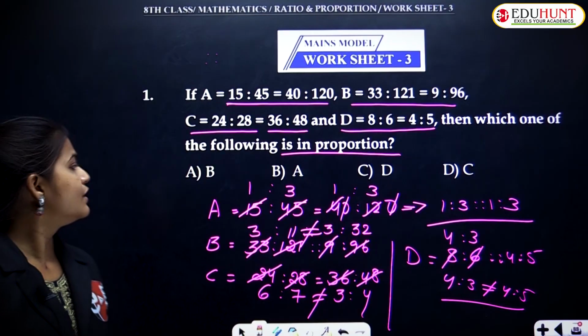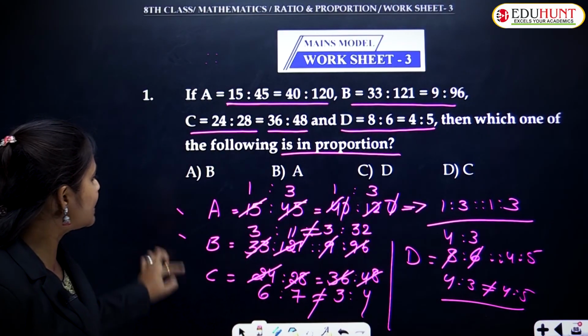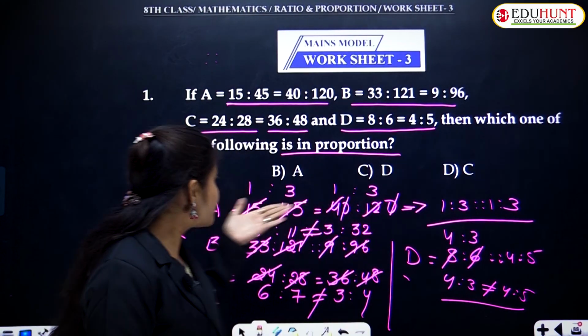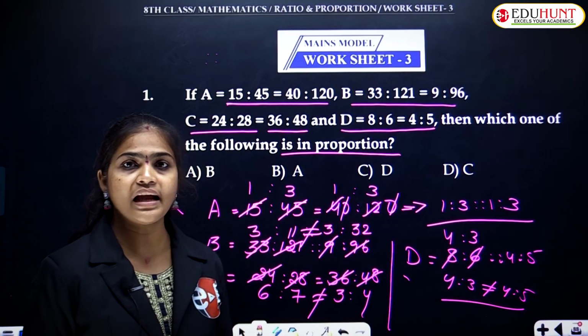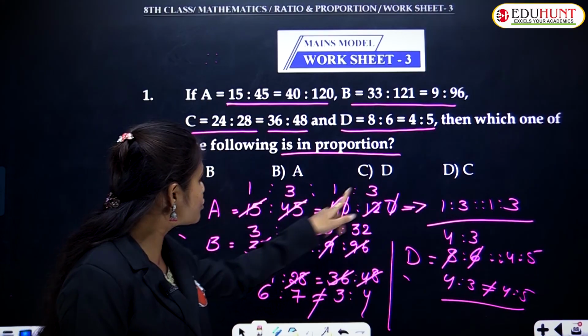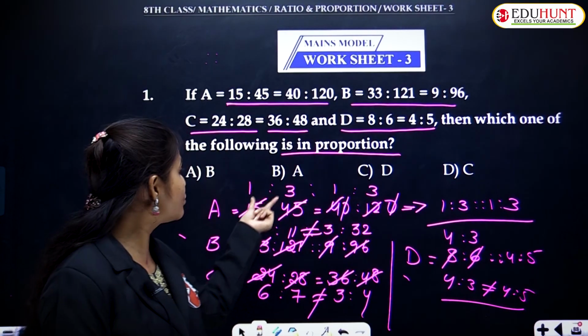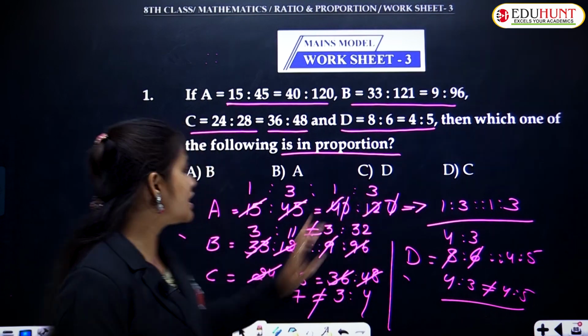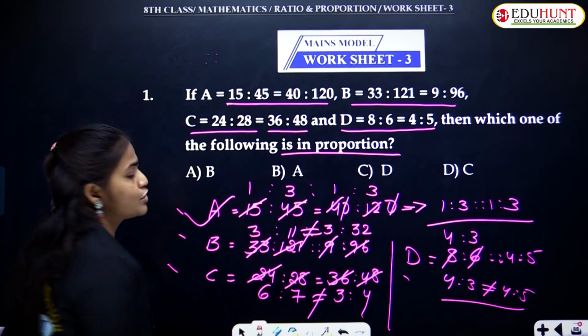Am I clear, children? So when you observe the A, B, C, D values, which value is in proportion? Okay, how can we say that? By observing all this, we can say that the ratios of these two values only are equal here. So that's why A is in proportion.